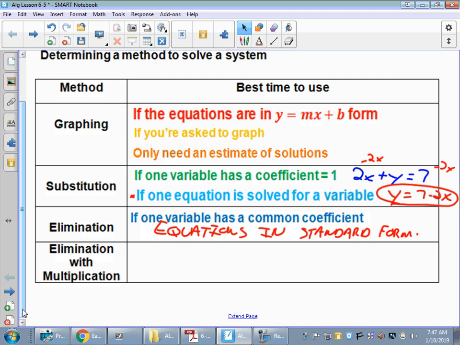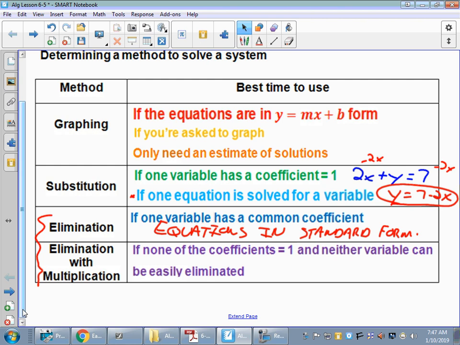You may have to multiply by a -1 to get one of them to be an opposite sign. And then finally, elimination with multiplication. Remember, these are very similar, but elimination with multiplication is the one to use if none of the coefficients equal 1 and neither variable can be easily eliminated. Then you have to multiply each equation to try and see if you can get some to cancel out or eliminate. And that's kind of last resort.